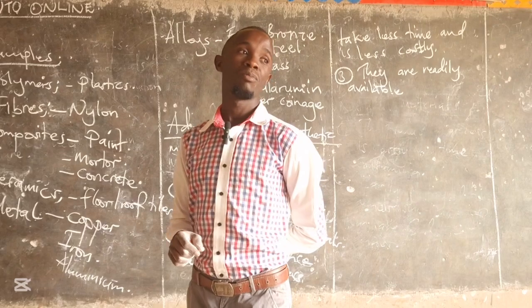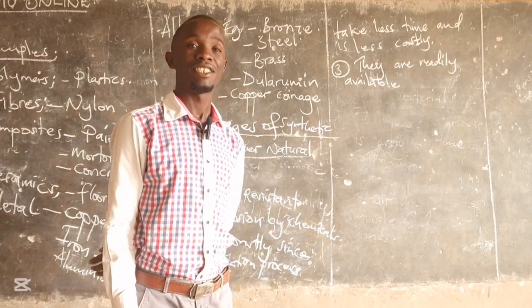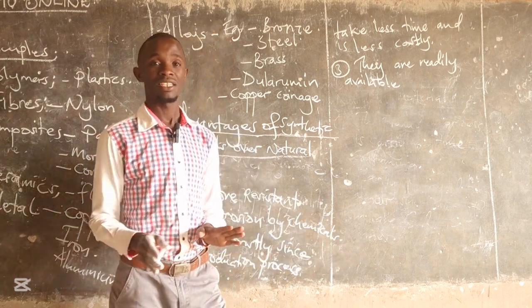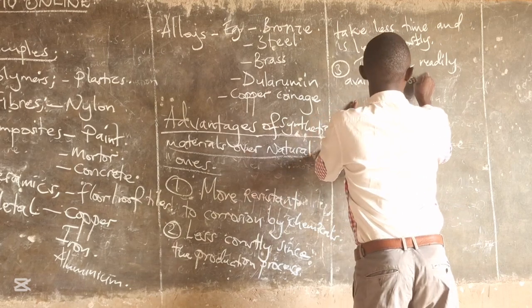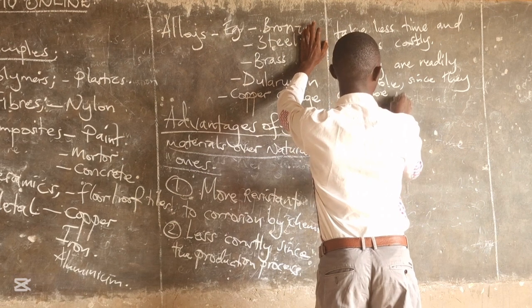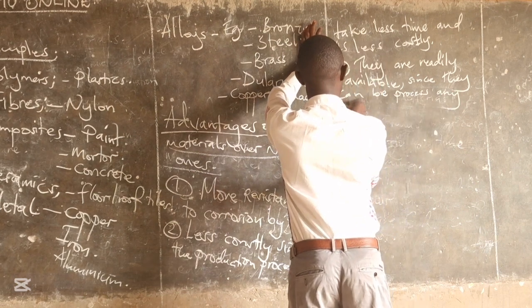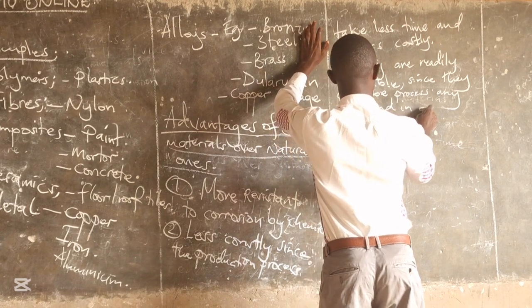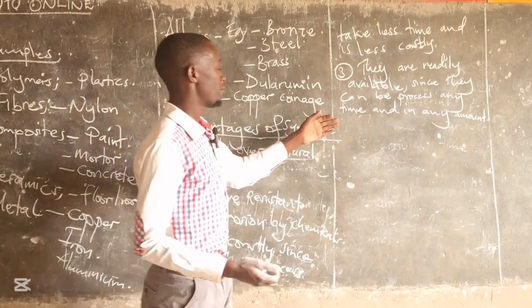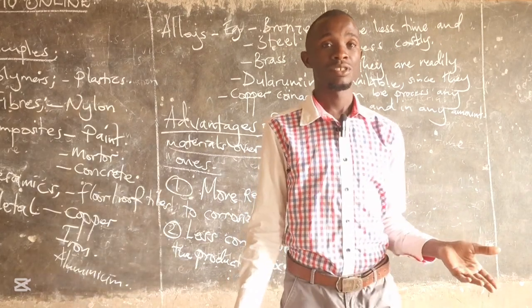Imagine you want a plastic cup. You can get it anywhere because its manufacture can't even take 5 minutes. That's why it is readily available. You can process it anytime you want. So they are readily available since they can be processed anytime and in any amount. They can be produced in any amount and any time. It makes these synthetic materials readily available.